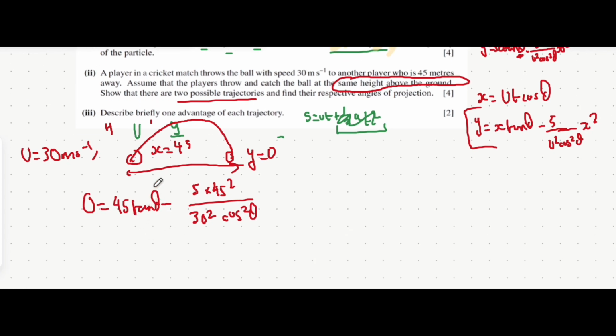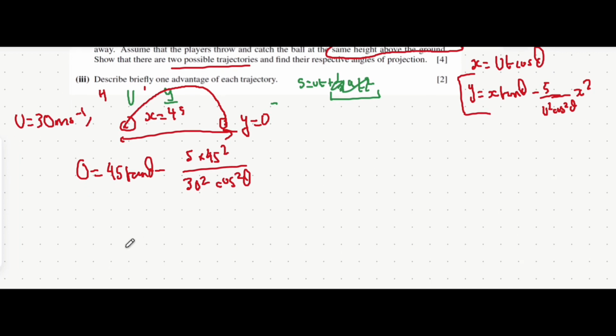First of all, I'm going to replace tan with sine over cos because it looks like you have to use the cos in some format. So let's write 45 sine theta over cos theta. And 5 times 45 squared over 30 squared actually is just 45 over 4. So let's write 45 over 4 cos squared theta.